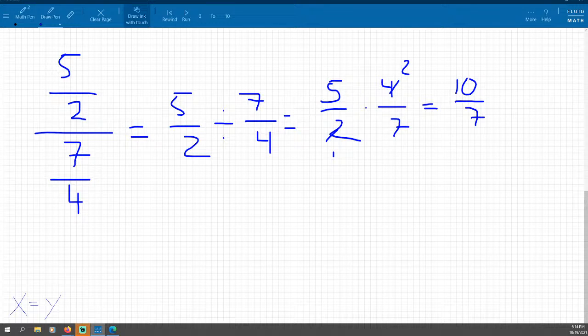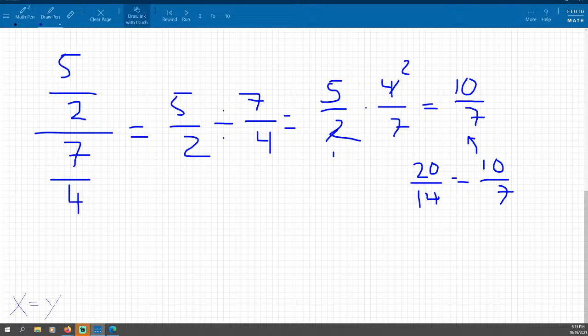Now, if we didn't reduce, what would we end up with? We'd end up with 5 times 4 equals 20. 2 times 7 equals 14. Now, these are both even numbers, so we know we can reduce them by 2. So what? 2 goes into 20 how many times? 10. 2 goes into 14, 7. So it's the same answer.